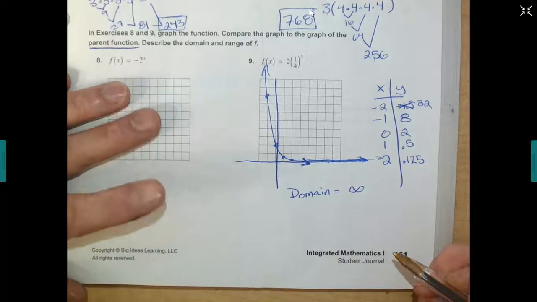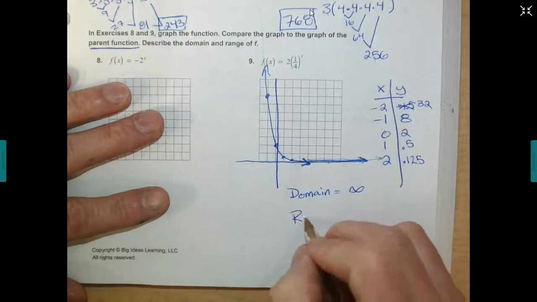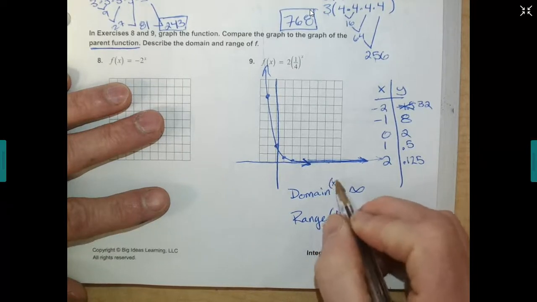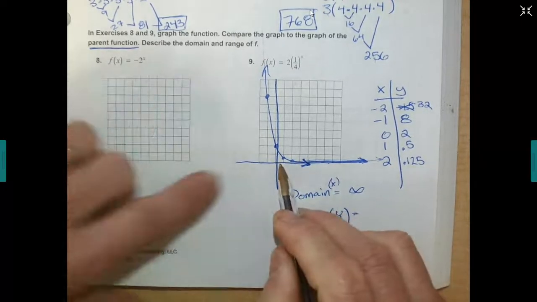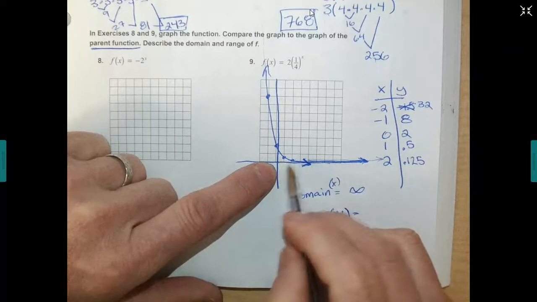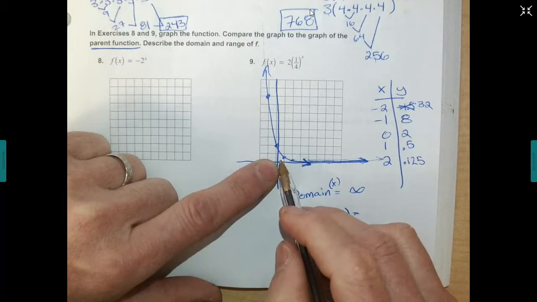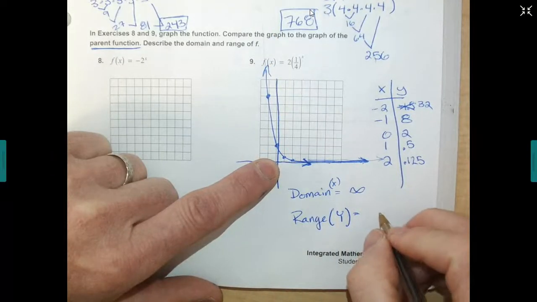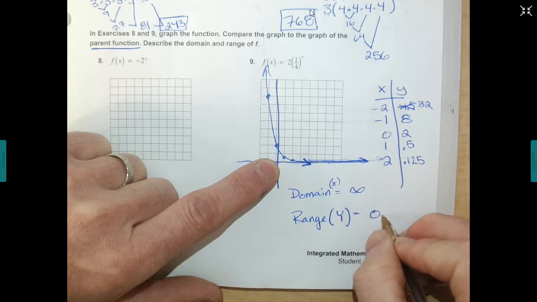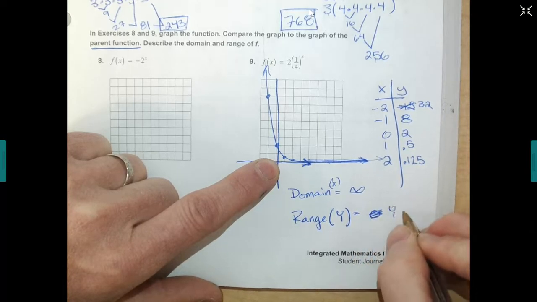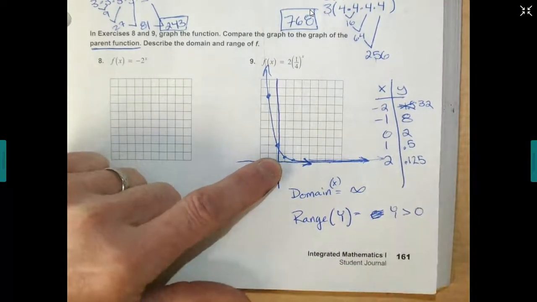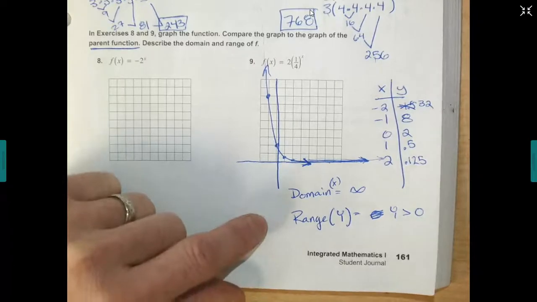That's all my values. Now my range, which is my y values: my lowest y value is 0, right? It can't be a negative y value. My lowest is 0, and my highest is infinite. So my range is y is greater than 0. That's my domain and range.